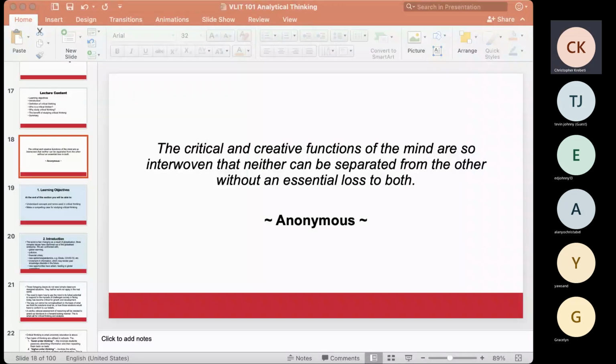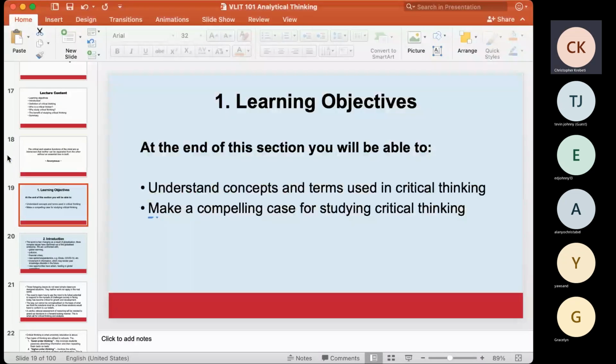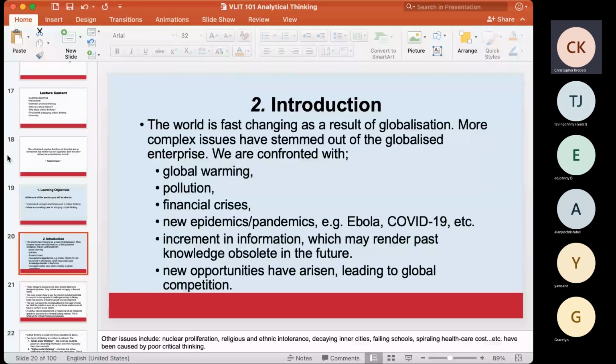So we are looking at these issues. As we start, these will be our learning objectives: that we'll be able to understand concepts and terms used in critical thinking, and at the close of it, make a compelling case for studying critical thinking. Today, we have merits of issues that we are confronted with in our society. We can talk about globalization.